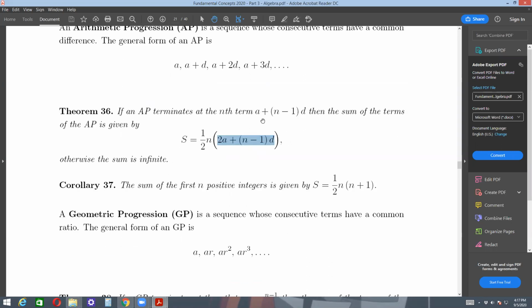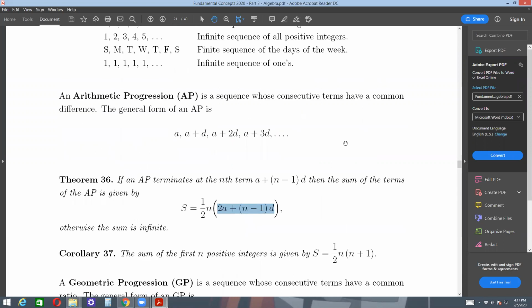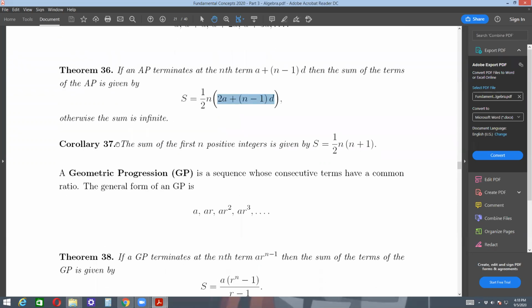Right? If it's an infinite sequence or infinite AP, it doesn't have a sum, it just goes to infinity. The only infinite AP that has a finite sum is a sequence of zeros. Even if it's a sequence of constants other than zeros, that sum would still go on forever.